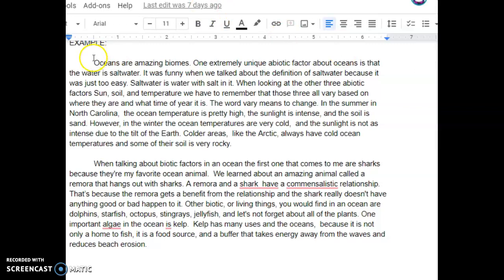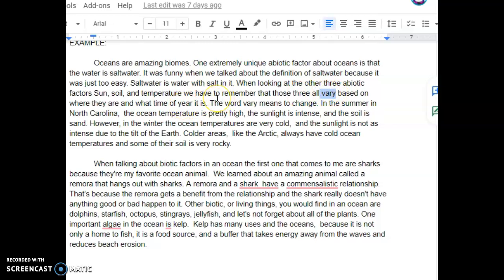Oceans are amazing biomes. One extremely unique abiotic factor in the oceans is that the water is salt water. Probably the most important abiotic factor in my opinion. It was funny when we talked about the definition of salt water because it was just too easy. Salt water is water with salt in it. When looking at the other 3 abiotic factors, sun, soil, and temperature, we have to remember that these 3 vary, there's that special vocabulary word, vary based on where they are and what time of year it is.